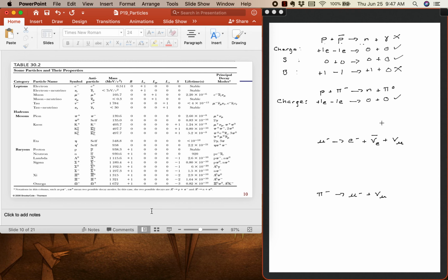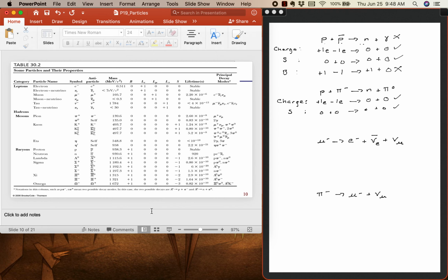That's not a problem. Next, we can check strangeness. If we look at strangeness for all of these, none of them are strange. We have some mesons, and the pi-0 and the pi- are mesons. Mesons never have strangeness, so it's pretty much 0 for everything. So strangeness is not violated.